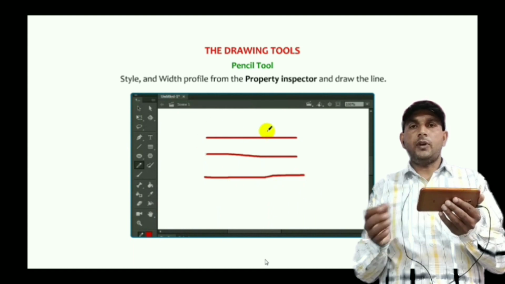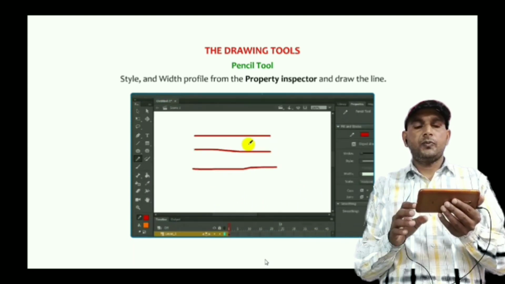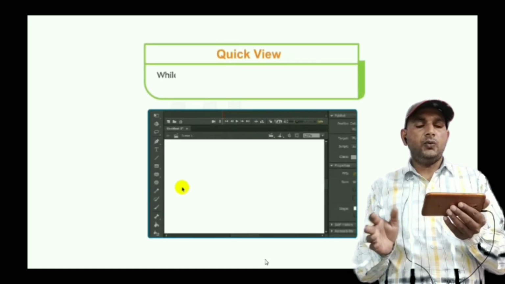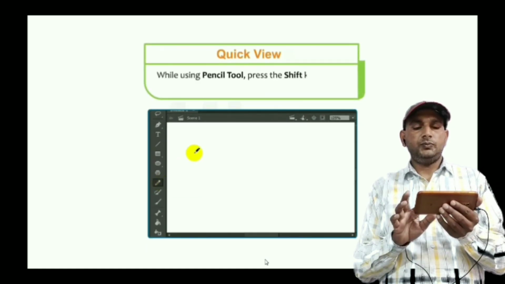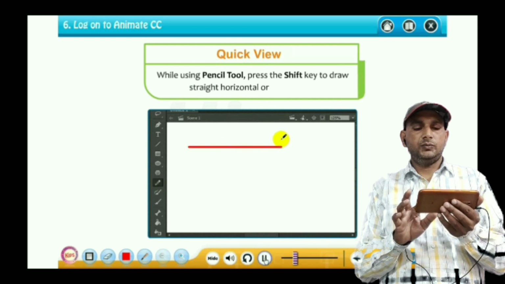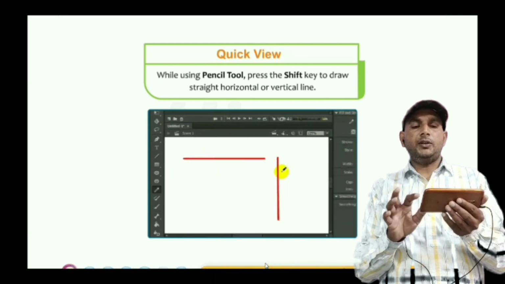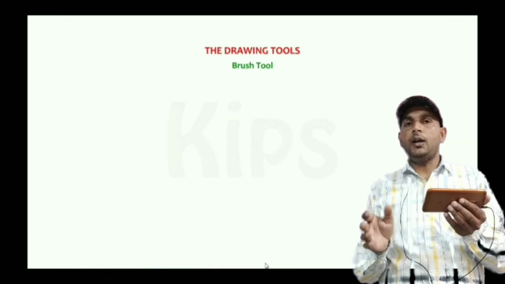Now use the different options. On the screen you can see the steps. Let's take a quick view. For the pencil tool, press the shift key to draw straight, horizontal, or vertical lines.